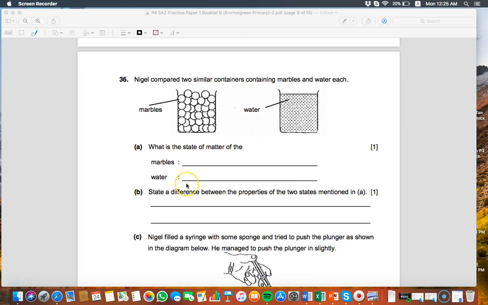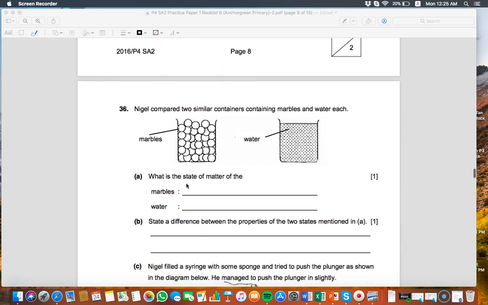So now we are going through question 36 of your practice paper 1. Maybe the teacher can pause this video so that they can search for their practice paper. Okay, question 36. Nigel compared two similar containers containing marbles and water each.